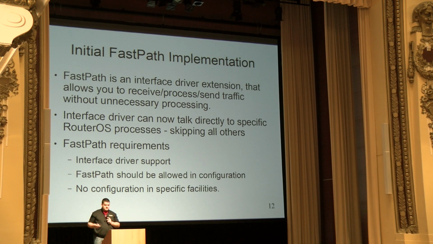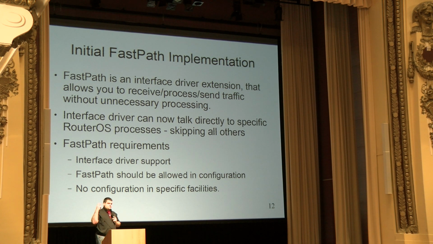This feature allows us to receive, process, or send traffic without any unnecessary processing. So what is unnecessary processing? For example, if you know for sure that you don't use IP security, there's no need to check each packet to see if there is IP security. If you don't use firewall, there's no need to use it for every packet and so on. That's considered unnecessary processing. So with this FastPath extension, a driver can now directly talk to the specific RouterOS process and skip all other processes.